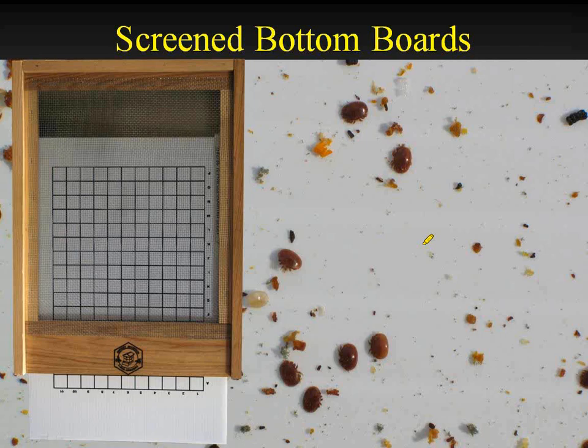So that's why the gridded bottom. The way to use that gridded bottom, slip it in, leave it there for 3 days, pull it out, count up your mites, and divide by 3. And that will give you your average mite drop per 24 hours. And that's what everything is referenced in terms of, a 24-hour mite drop.